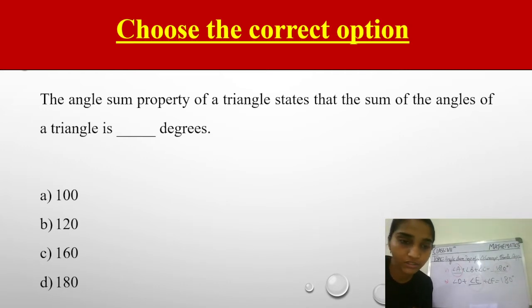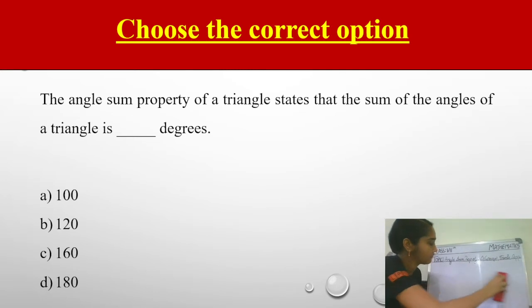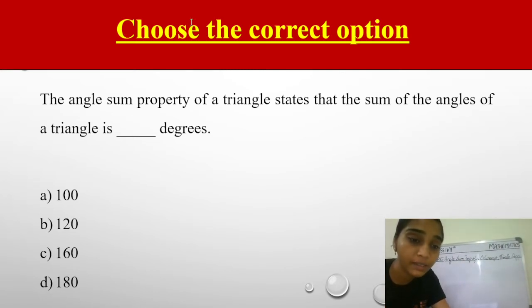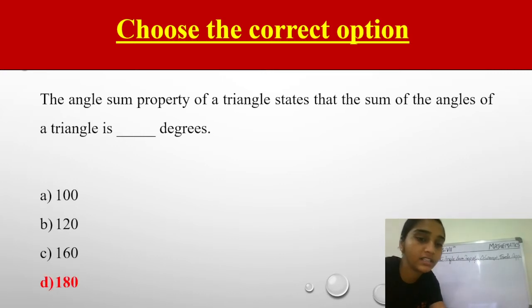Yes, you can take a few more seconds to write the answer. Very good, students. If you are saying that the answer will be D, which is 180 degrees, you are absolutely correct. And what is the reason? Yes, the reason is that it is the statement of the angle sum property of a triangle, that the sum of all the angles of a triangle is equal to 180 degrees.